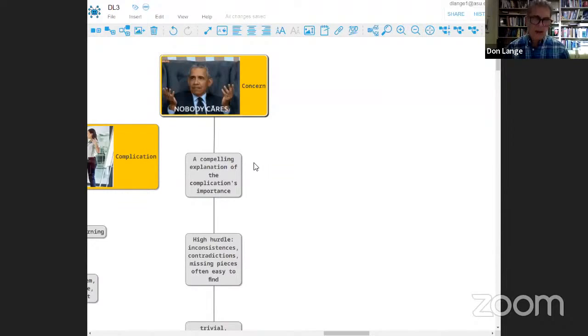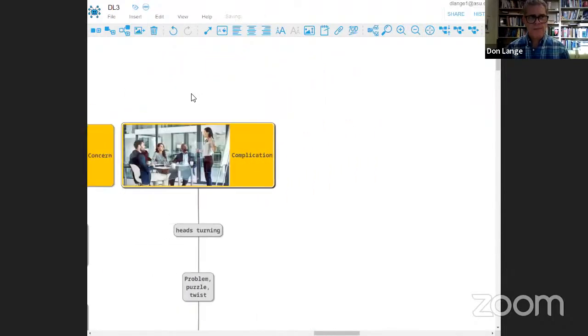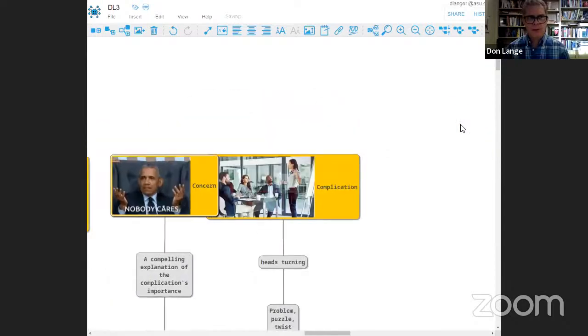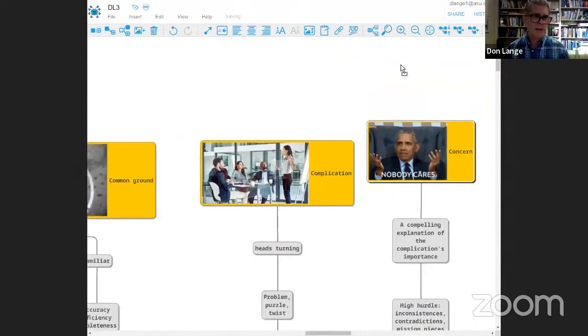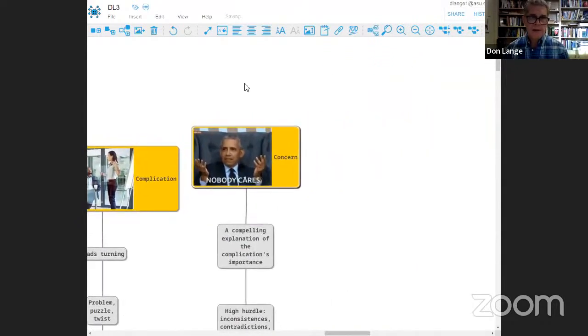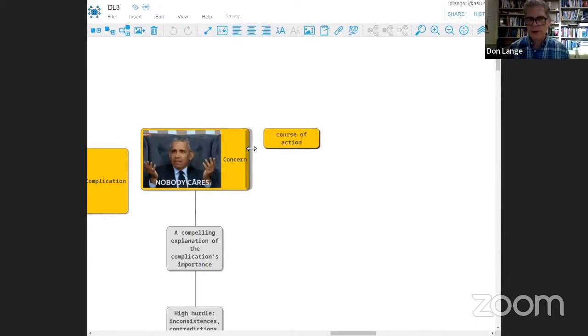Once you have these three C's laid out, then you've set the stage for what really is the heart of your project. And that is our fourth C, which is the course of action. What are you going to do about it?